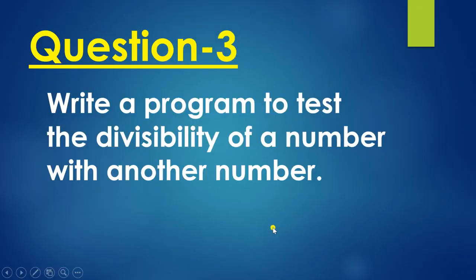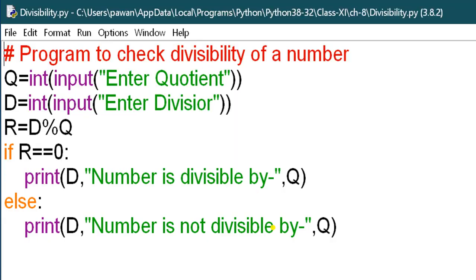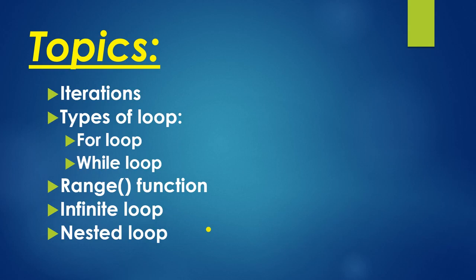Now question number three: write a program to test the divisibility of a number with another number. So here is the code. Here Q is the quotient, D is the divisor and R is the remainder. So if R is equal to 0, then it will say that the number is divisible by this number, else the number is not divisible by this number. Okay, so this is your program for question number three.